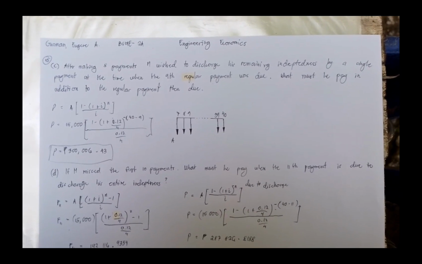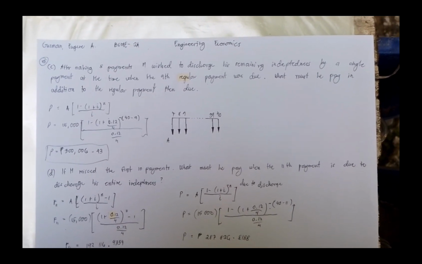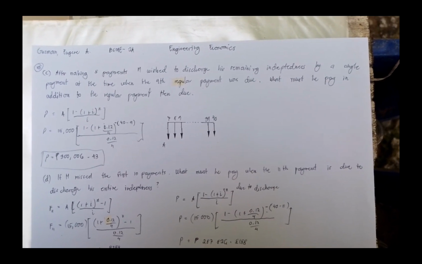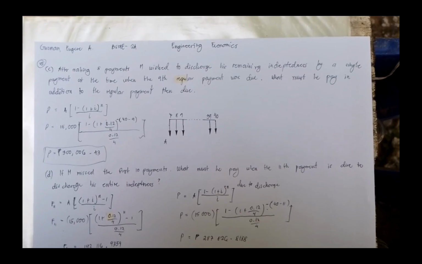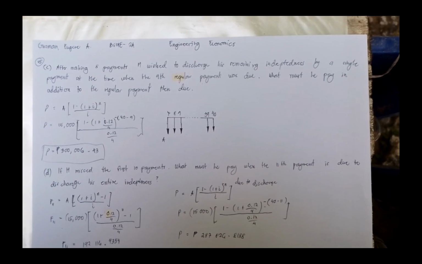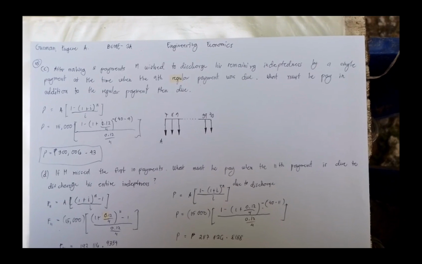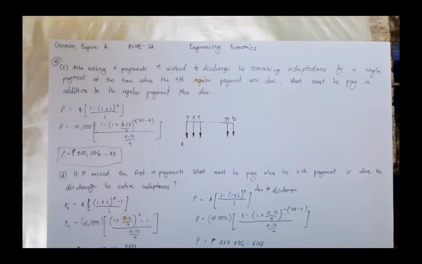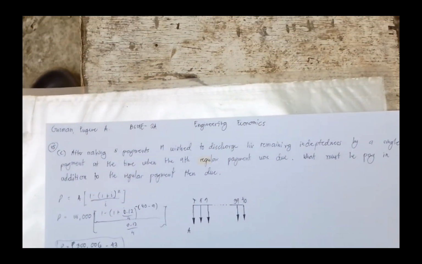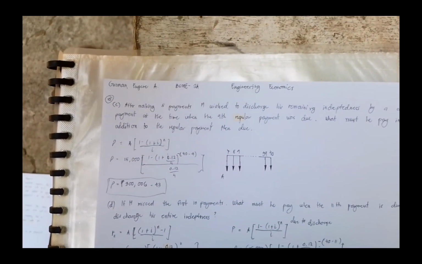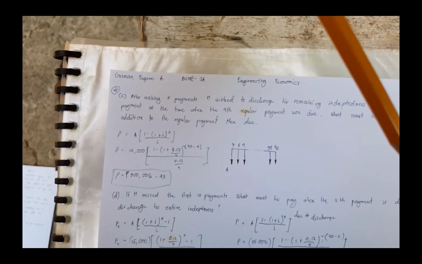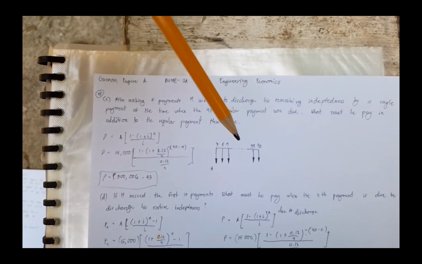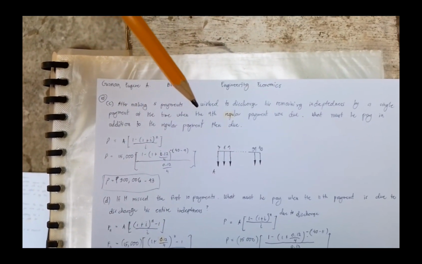So C, after making 8 payments, M wished to discharge his remaining indebtedness by a single payment. At the time when the 9th regular payment was due, what must he pay in addition to the regular payment then due? So first, analyze. M wished to discharge his remaining indebtedness, meaning payment at the time when the 9th regular payment is due.